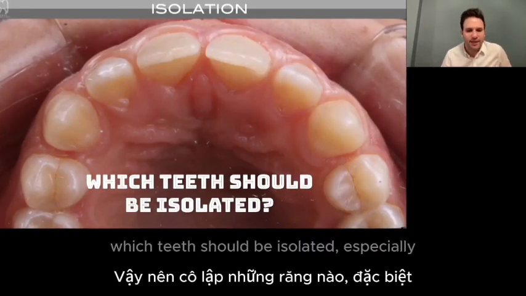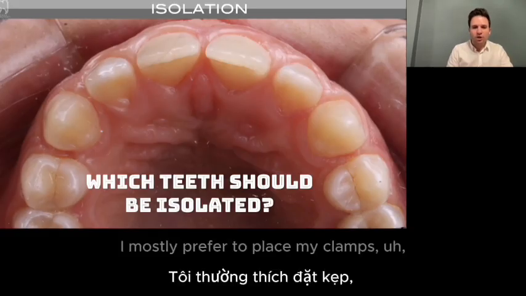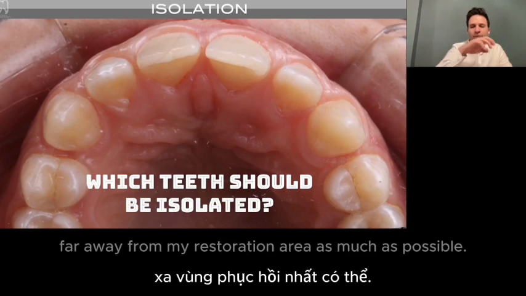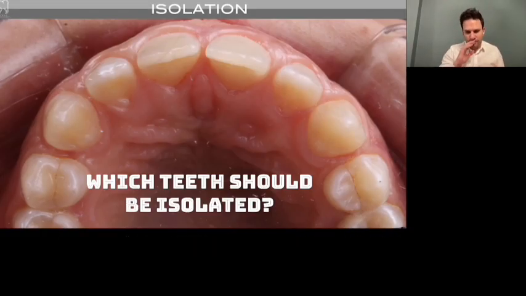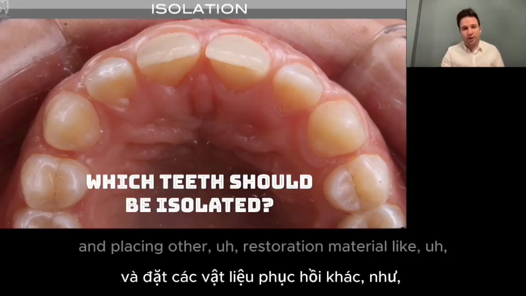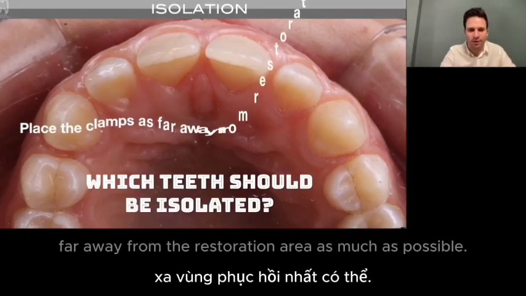Well, which teeth should be isolated, especially for anterior or posterior restoration? I mostly prefer to place my clamps as far away from my restoration area as possible. Otherwise, you may struggle with placing your matrix bands, placing your wedges, and placing other restoration material like matrix system rings. So it's better to place it as far away from the restoration area as possible.